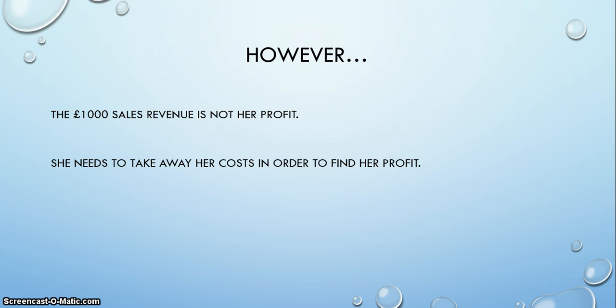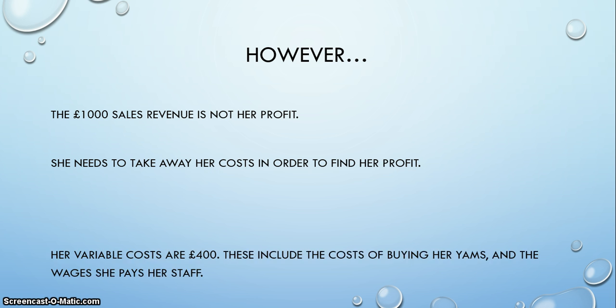Even if she doesn't make the product herself, let's say someone else makes the yam juice and she just sells it, well, she's still going to have costs, because how does she get it from the producer? She's going to have to buy it from them to sell it on. So if you make the product yourself, or if you're buying it off someone else to then sell on, whatever the process is, you still have costs, and you still have to take those costs away from your revenue in order to make your profit.